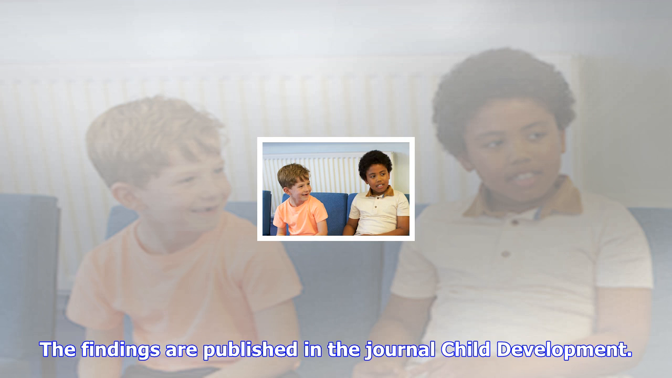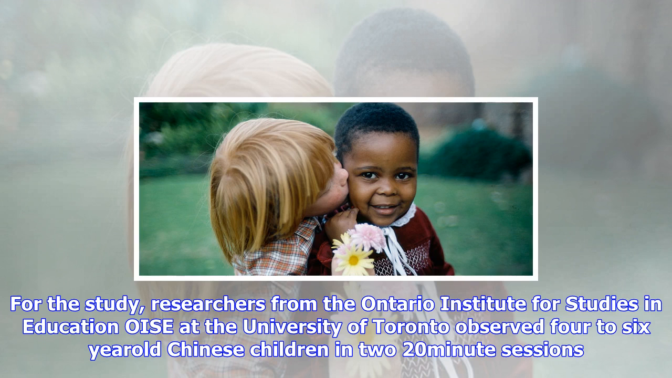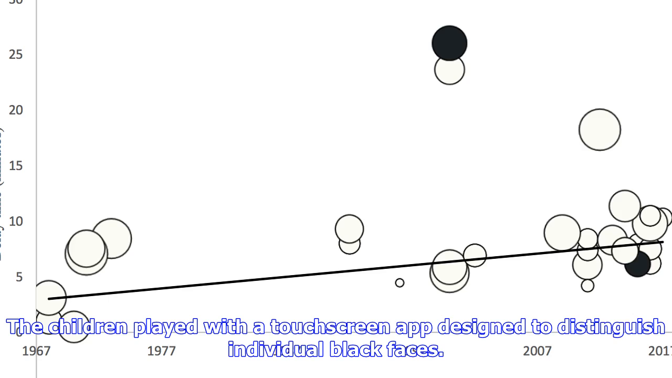For this study, researchers from the Ontario Institute for Studies in Education (OISE) at the University of Toronto observed 4 to 6-year-old Chinese children in two 20-minute sessions. The children played with a touch-screen app designed to distinguish individual black faces. The researchers found that the app significantly reduced the children's implicit anti-black bias, and this bias reduction lasted for at least 2 months.